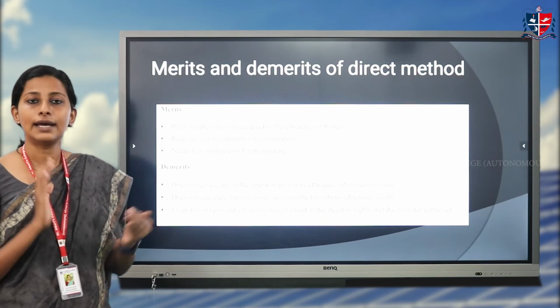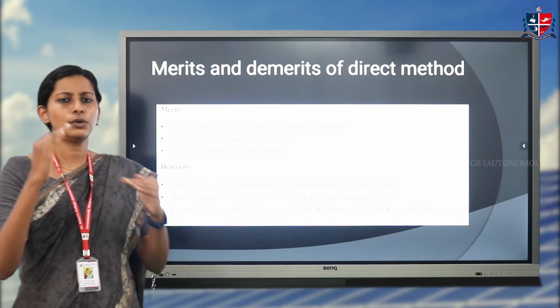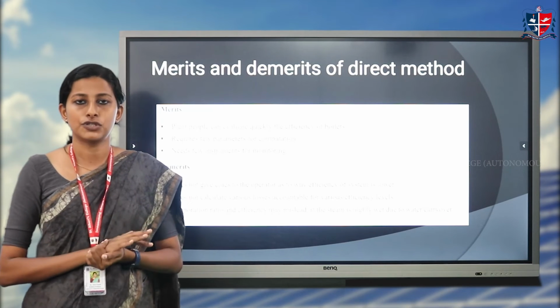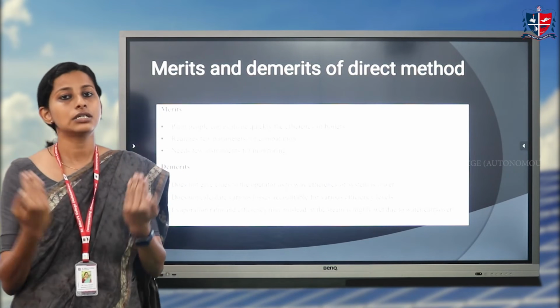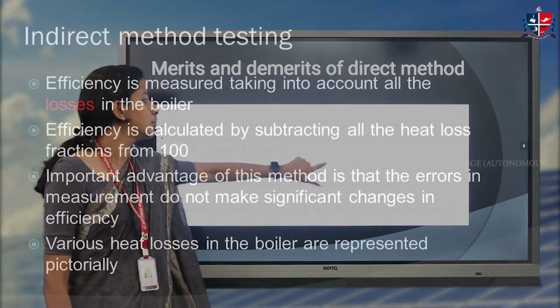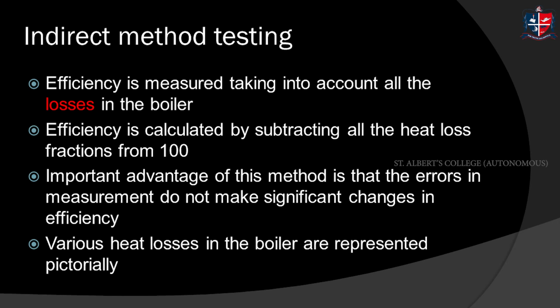So this much is the direct method of testing, in which we are only considering the output and input. We divide output by input and multiply by 100 to get the efficiency. We do not consider the internal parameters of a boiler. So this is the first method. Now we are moving on to the next method. It is called the indirect method.